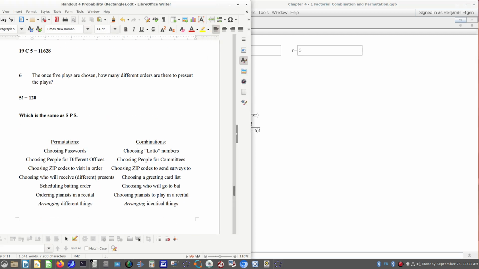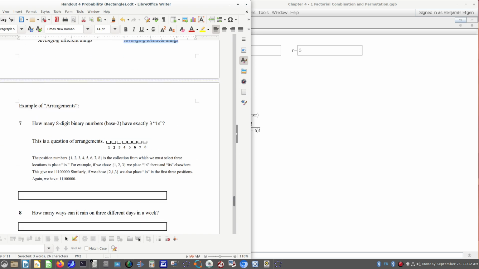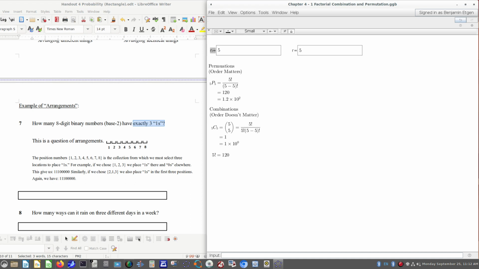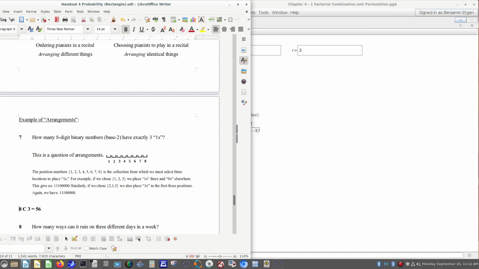When we're interested in arranging identical things, we're using combinations. In this next question, it asks us how many ways there are to arrange exactly 3 ones in an 8-digit binary number. All the other digits would be 0. So r is 3, and n is 8. And remember, these ones are identical things, so we're looking for a combination. So it looks like there's 56 ways of doing that.